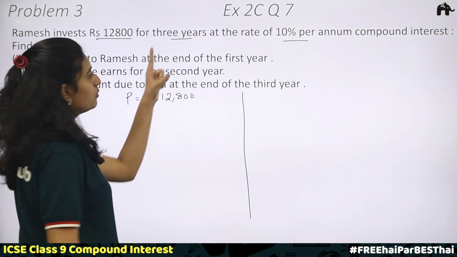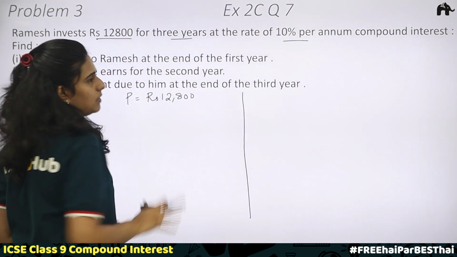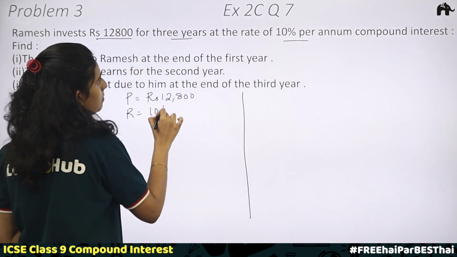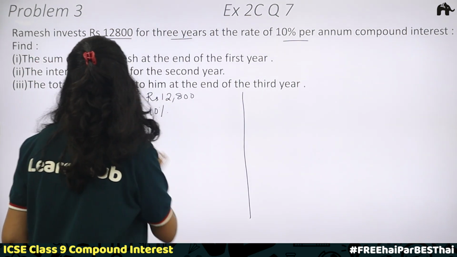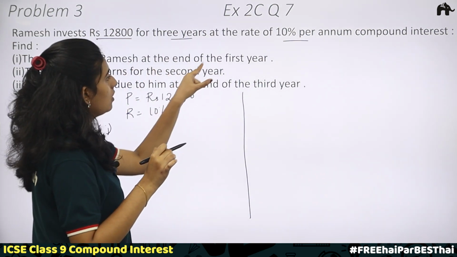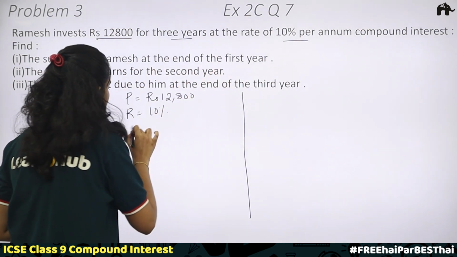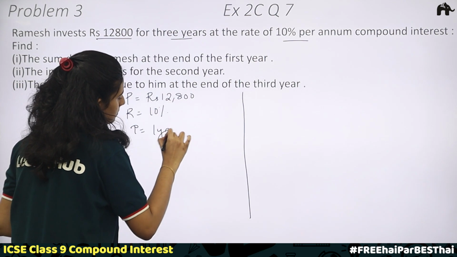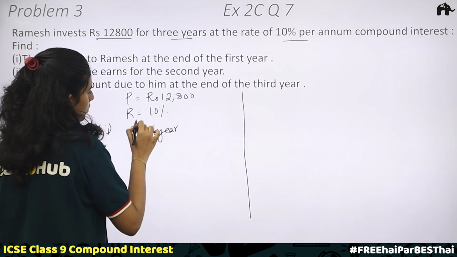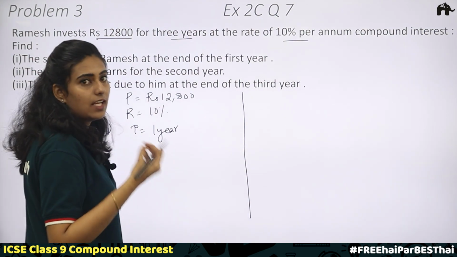12,800. Then, for 3 years, time is 3 years. Rate of interest R is equal to 10%. Okay, first part of the question, we have to find the sum due to Ramesh at the end of first year. So, here the time will be 1 year. Then, we have to find the interest and then the amount.